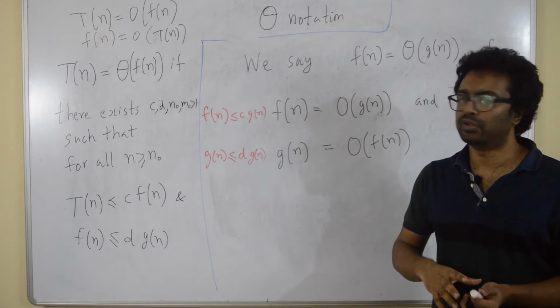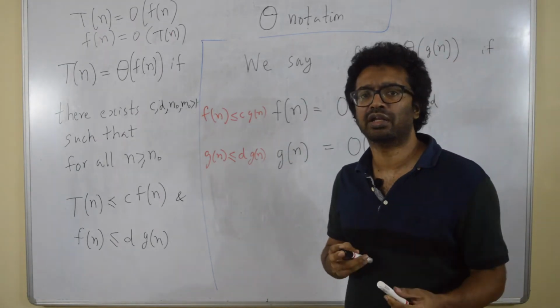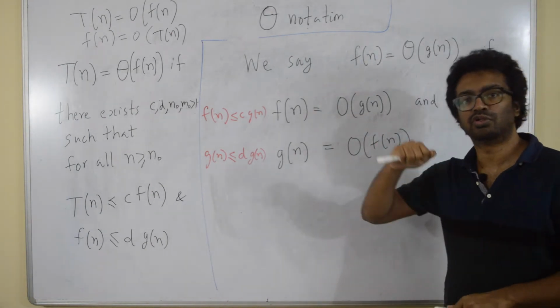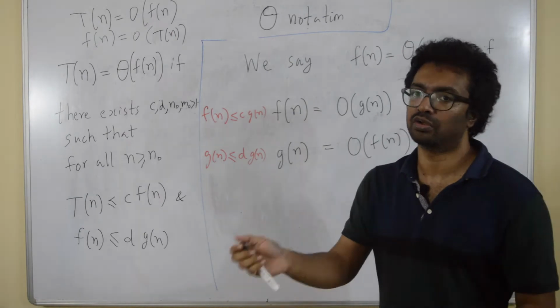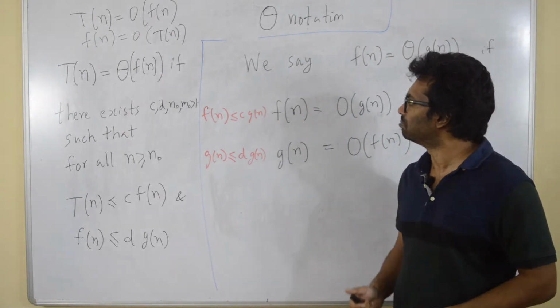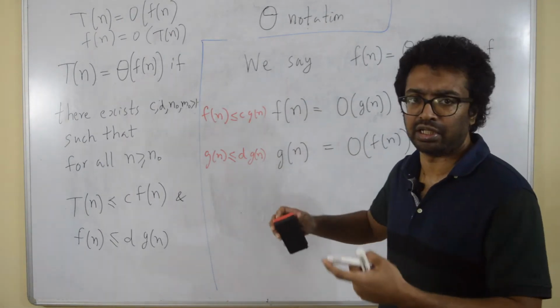Now let's look at a few examples. It's clear now, right? If I give you two functions, how do you show whether they are theta of each other or not? You have to show that it is O on one side, and you have to show that it's O on the other side, right? Let's look at a few examples to see some theta functions, functions which are kind of equal.